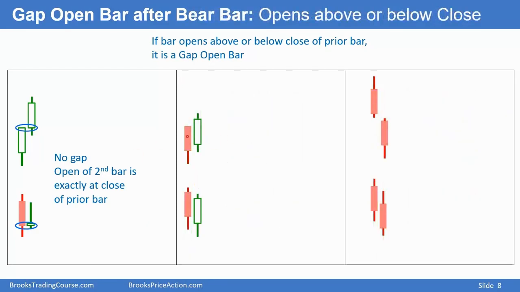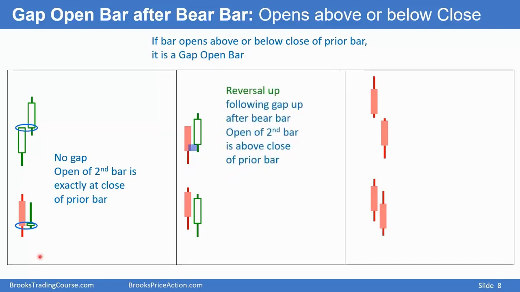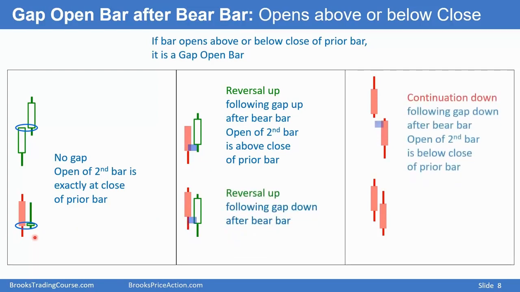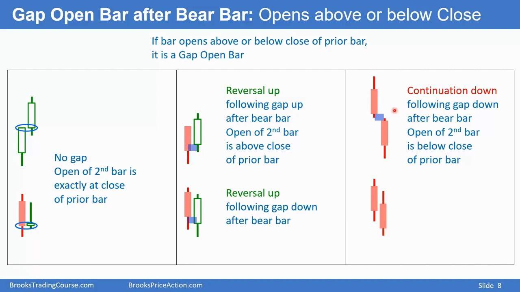Instead of the first bar being a bull bar, here the first bar is a bear bar. Here's the close of the bar, and we gapped up. We're reversing up. Here we gapped down and we reversed up. In this case, we gapped down and we continued down. We gapped up. This open is above the close of that bar, and we continued down. Two reversal setups with a gap up and a gap down. Two continuation setups with a gap down and a gap up.